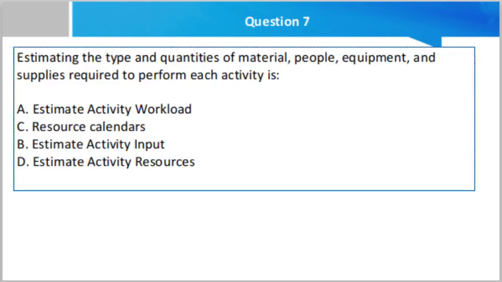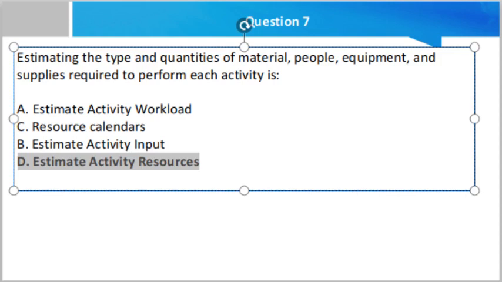Last question here friend. The last question says that estimating the type and quantities of material, people, equipment, and supplies required to perform each activity is: estimate activity workload, resource calendars, estimate activity input, estimate activity resources. Now again, what is the right answer? The right answer is option number D here.